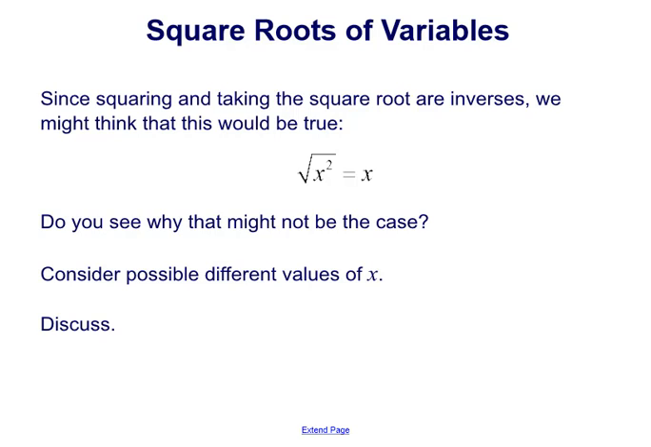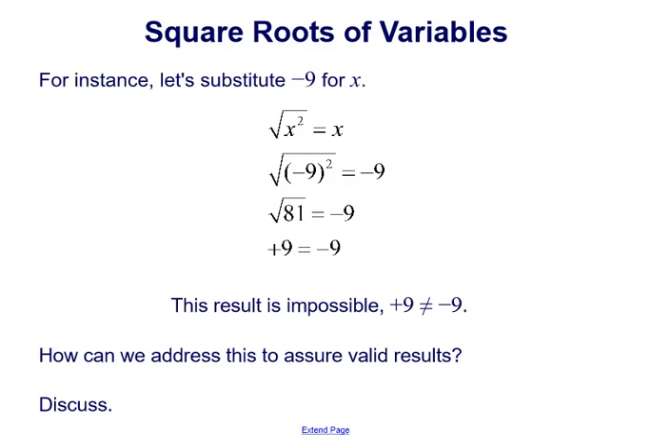Think about what if x is a positive number? What if x is 0? What if x is a negative number? Input those values and see if it's true or maybe if something a little fishy is going on. So, for instance, if we substitute in a negative number for x, we would have the square root of x squared is equal to x.